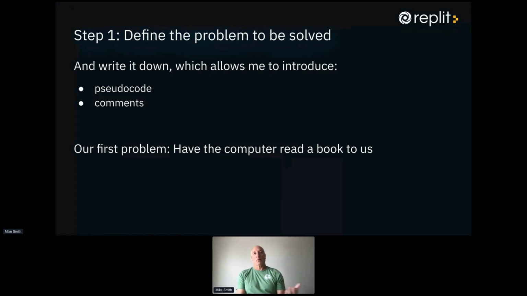And what we have to do is talk about, well, what does this problem need to do? We're keeping them in the mode of, look, nobody knows how to do any of this stuff before we do. We're just going to put ideas to paper, start writing some things down, which allows me to talk to them about pseudocode and about comments. And that's what we do. We start writing things down so that the computer can read us a book.